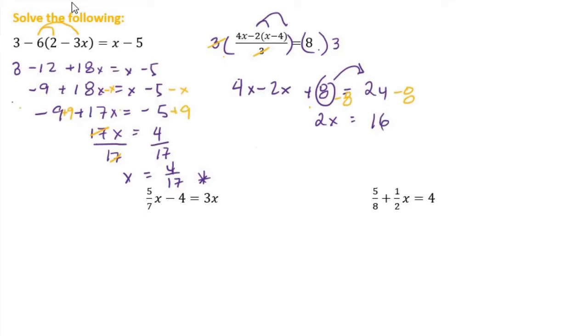One last step that I need to do is to remove the coefficient of 2 from the x. Because 2 is being multiplied by x, I'm going to remove it by dividing both sides by 2. Works nicely, and I'm left with x is equal to 16 over 2, which is 8.